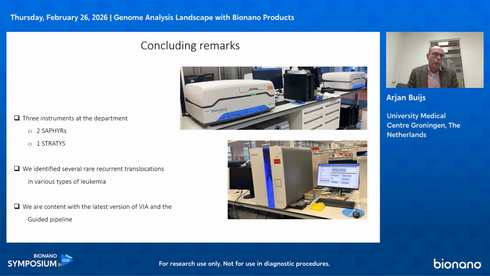So, indeed, we now have a year of experience with OGM. We use two Saphyrs and one Stratus. We are quite satisfied because we identified several rare recurrent translocations in various types of leukemia. And of course, those that are cytogenetically not visible are the ones you want to see, and we see them with OGM. And we are very content with the latest versions of the VIA and the guided pipeline.